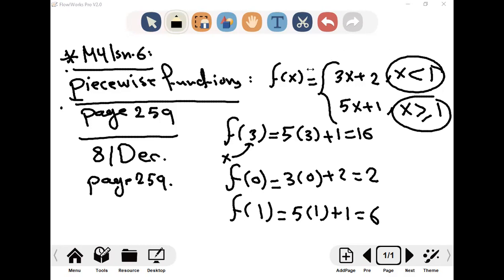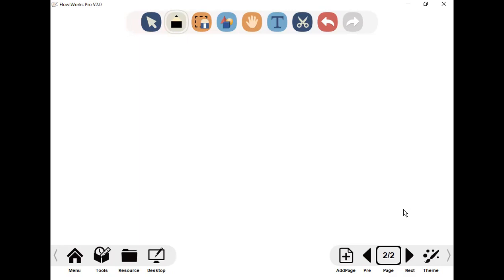Okay? Done. Now, how do we graph it? We will graph the first part, the second part, on the same coordinate plane. Okay? But I want to remind you of something.